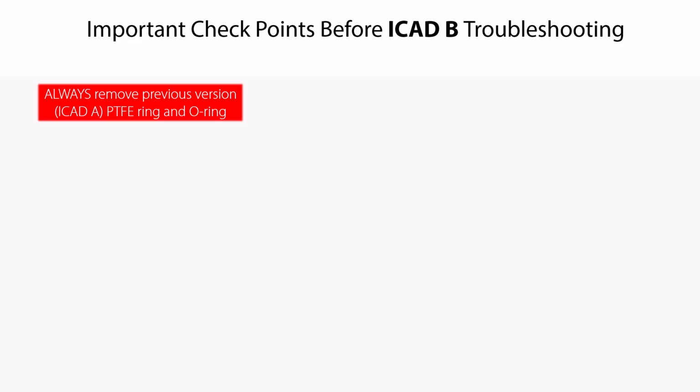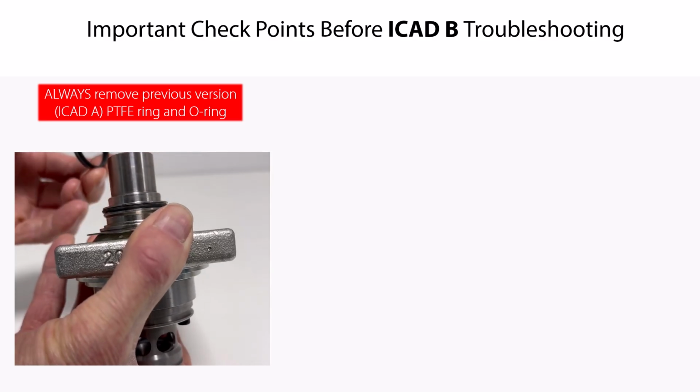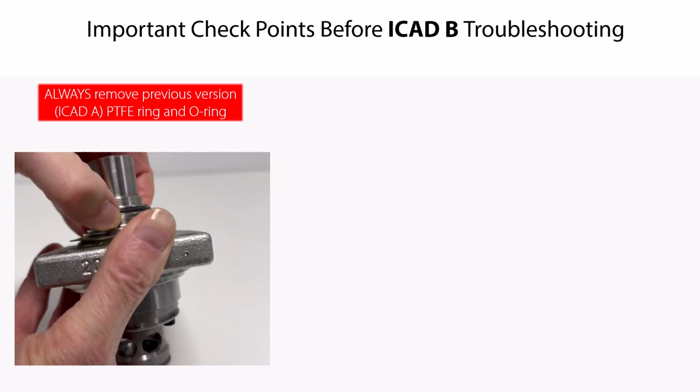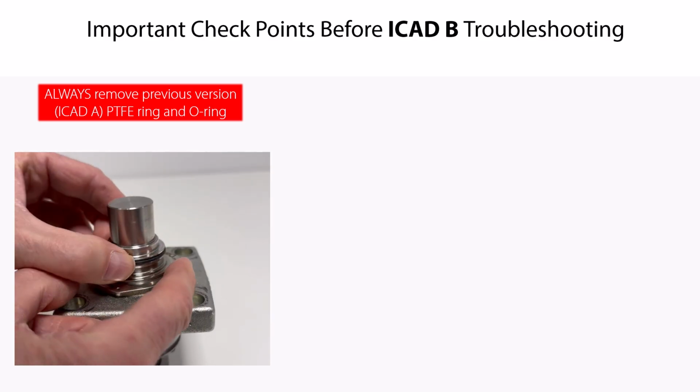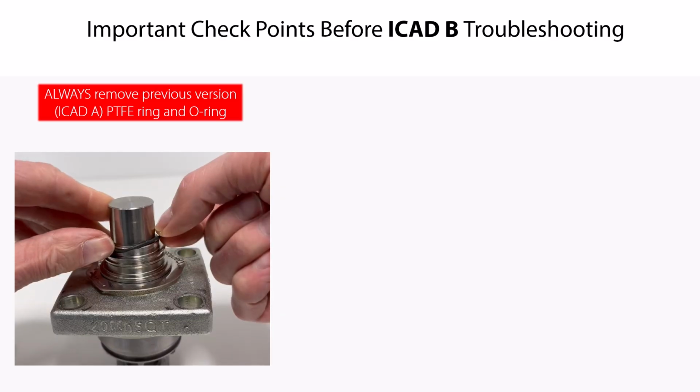Regarding the mechanical installation of the ICAD B, a very important first checkpoint is to ensure that the previous version ICAD A, PTFE ring and O-ring have been removed from the valve top. Here you see how these parts should have been removed. If you do not remove the ICAD A, PTFE ring and O-ring, then the ICAD B cannot be correctly pushed onto the valve top and cannot be correctly fixed by the clamp.